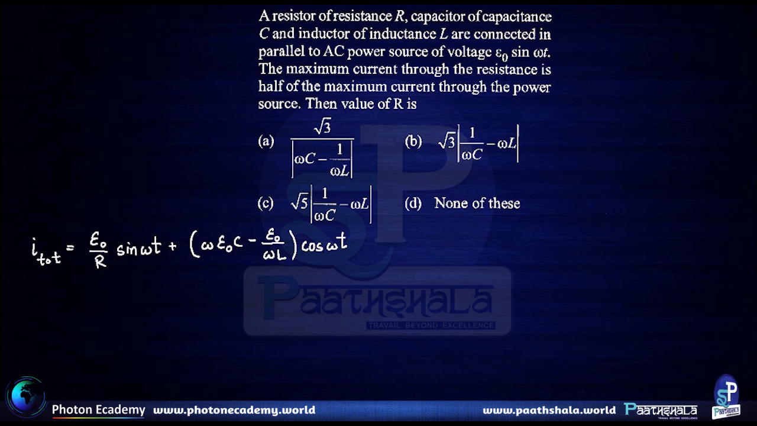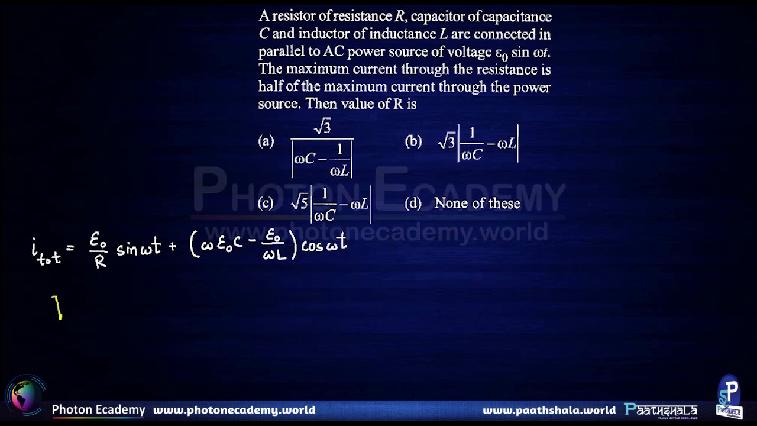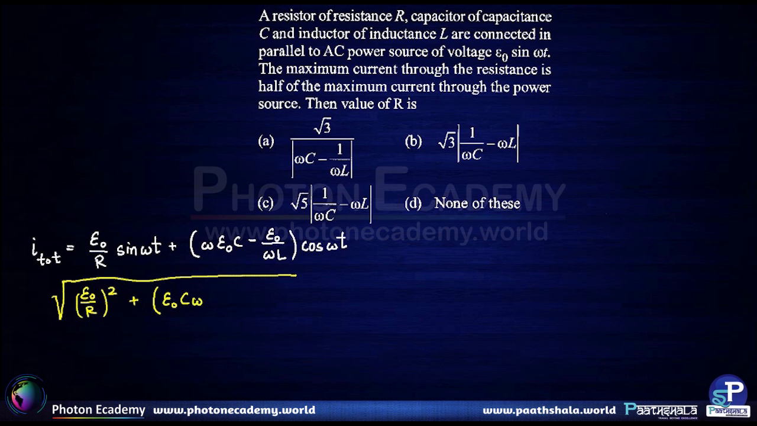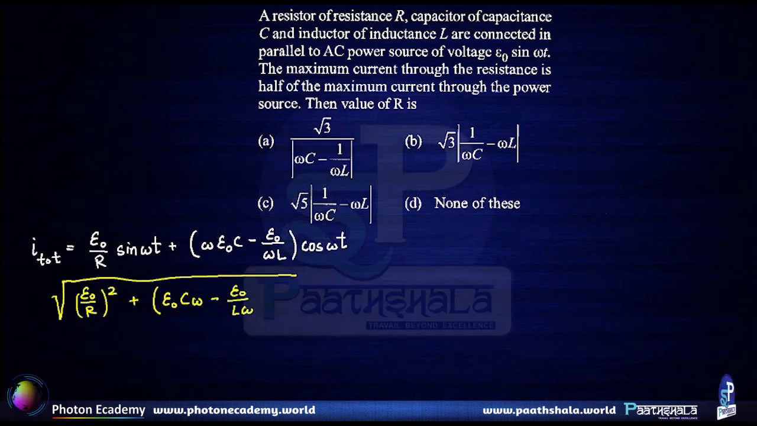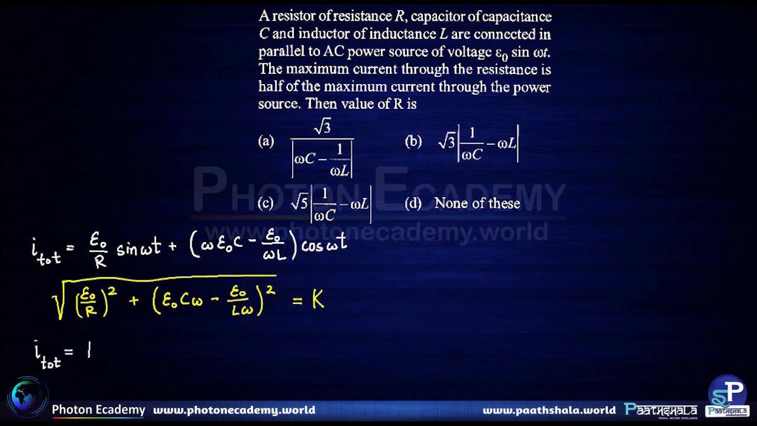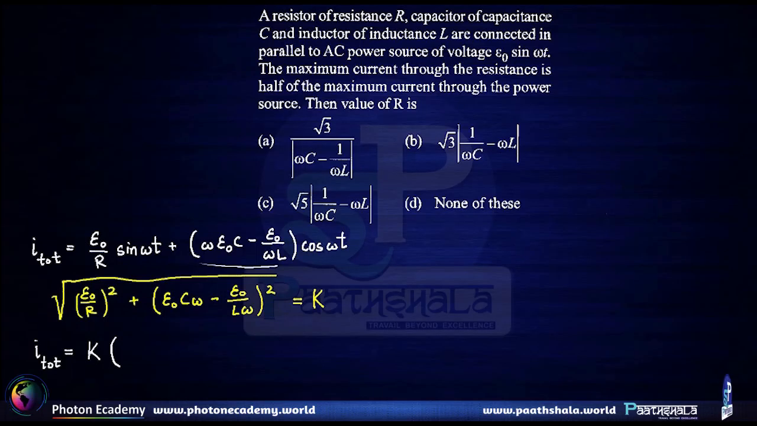Now suppose we take the square root of epsilon naught by R whole square plus epsilon naught C omega minus epsilon naught by L omega whole square to be equal to some value capital K. Then we have I total is equal to capital K multiplied by epsilon naught by R divided by K, which can be considered to be the cosine of some angle, and this bracketed term divided by K can be assumed to be the sine of the same angle.